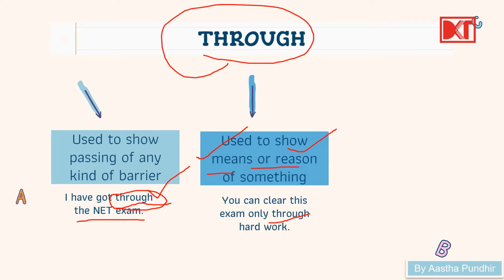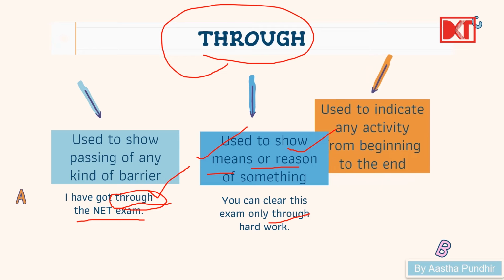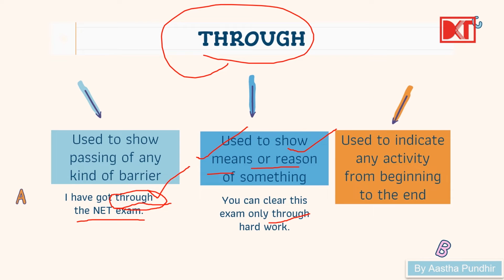Only through hard work. Next, used to indicate any activity from beginning to the end. शुरू से end तक जैसे. Small children cannot sit through a concert. Through मतलब शुरू से end तक छोटे बच्चे कॉन्सर्ट में नहीं बैठ सकते. Alright?